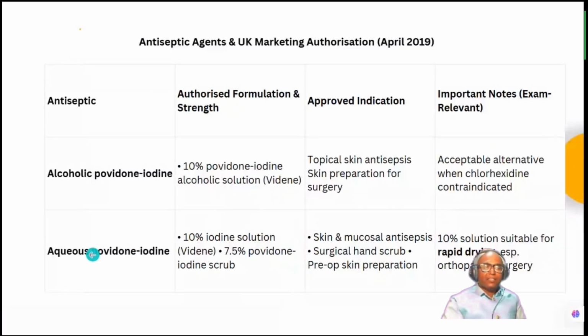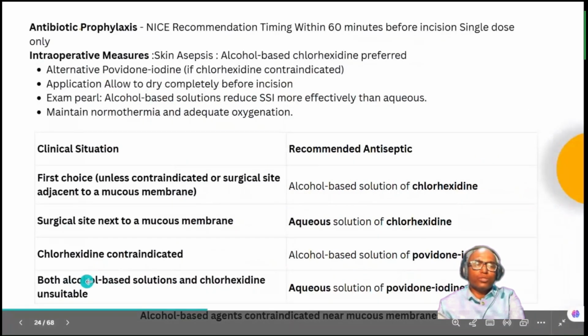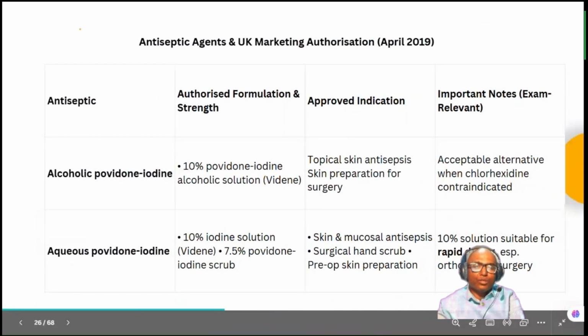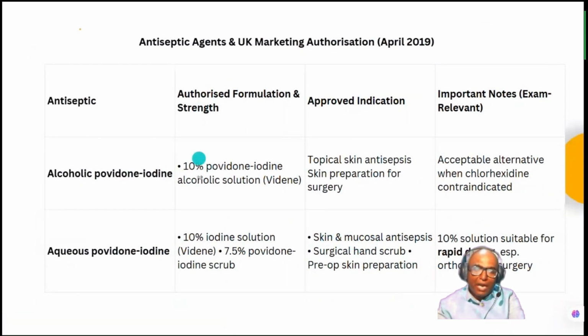And this is aqueous povidone iodine. Sometimes we may have to go for aqueous, in the situation where both alcohol based solutions and chlorhexidine are not suitable, then you will go for aqueous solution. Even if the site is close to the mucous membrane, in that case you will use aqueous, but first choice will be the chlorhexidine, next choice will be the povidone iodine. That can also be used for skin and mucosal antisepsis, but the priority will be as we have seen in the previous slide.